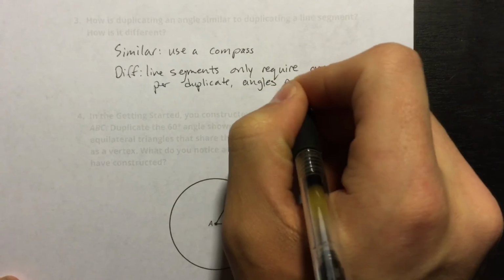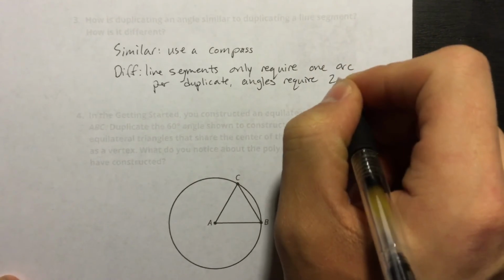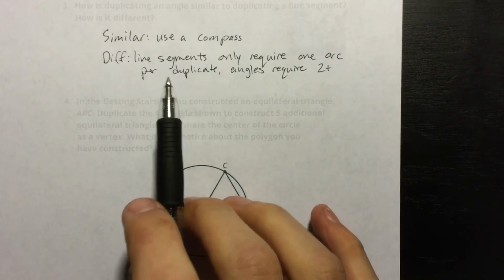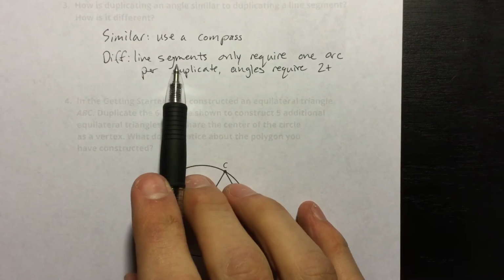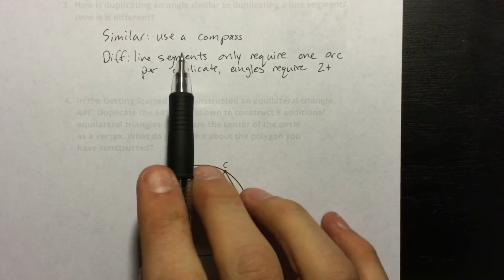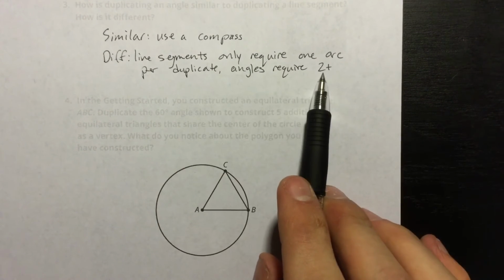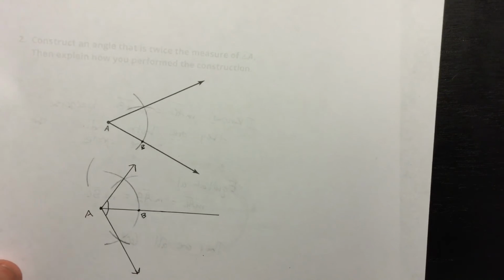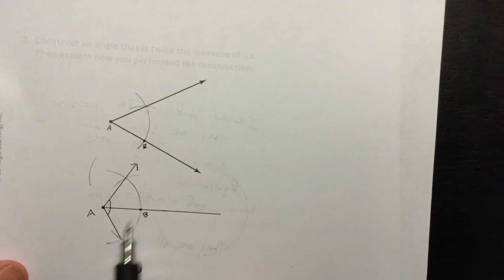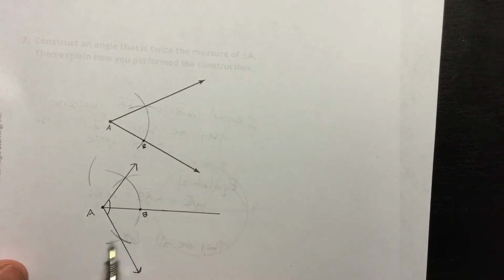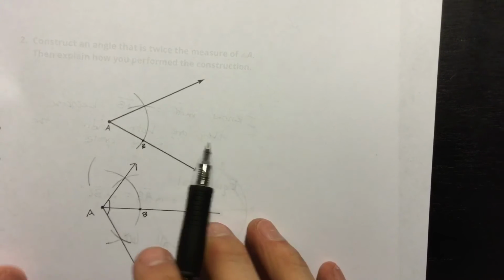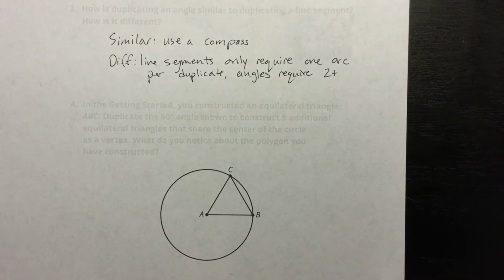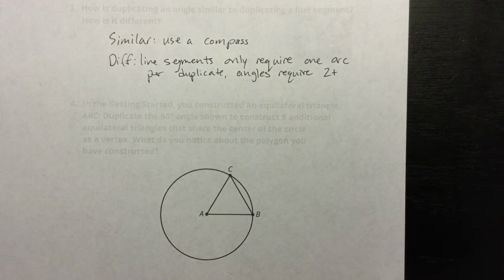Angles require 2 plus, right? Because if I have a line segment and I want to duplicate it, it takes 1 arc. If I have an angle and I want to duplicate it, it takes 2 on the first one and then 1 more for each additional duplicate after that, right? Once I have the measure of my angle on this arc, I can just go 1, 1, 1, 1, 1, and I can duplicate it as many times as I'd like. So there's that. Just as simple as that. Again, if you have more similarities or differences that you see, you can go ahead and list those, but those are the ones that I'm going to have here.